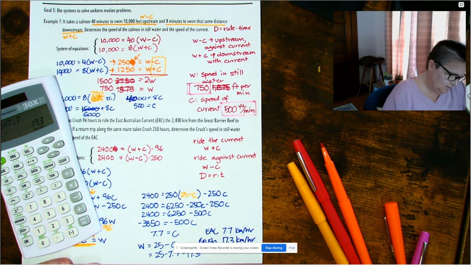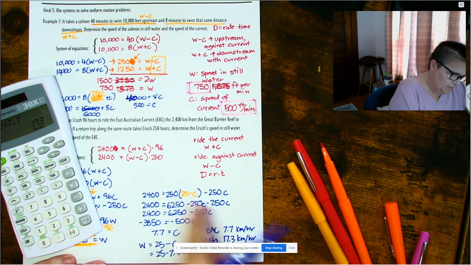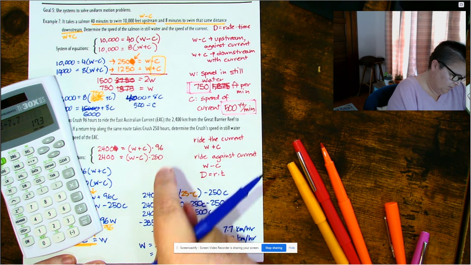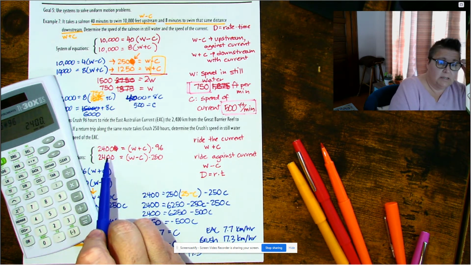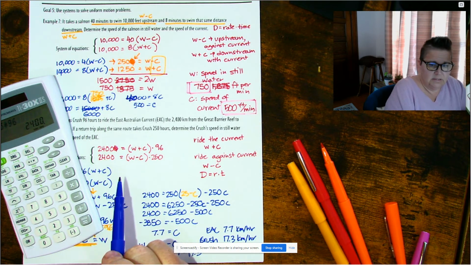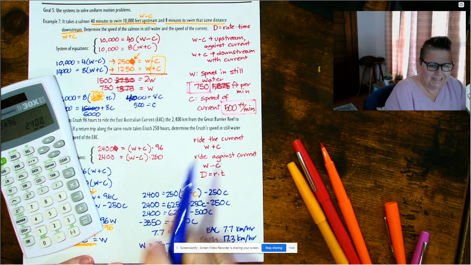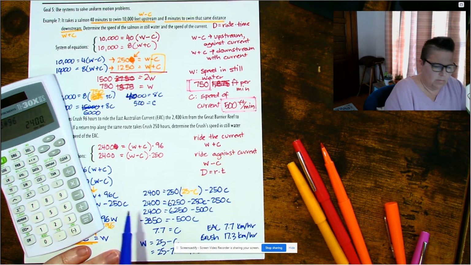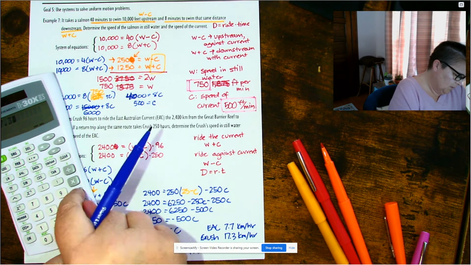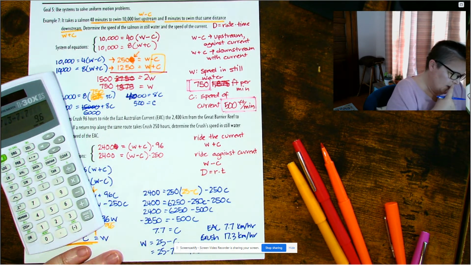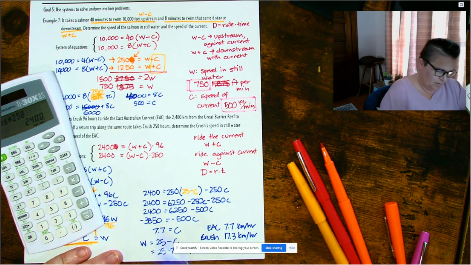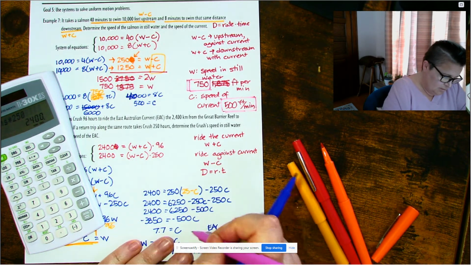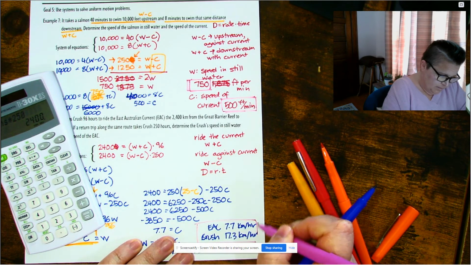All right, let's see. I know that W plus C should be 25. So if I do 25 times 96, I do indeed get the 24,000. So that's good. If I subtract them, W minus C, 17.3 minus 7.7, I get 9.6. And if I multiply that by 250, I get 24. Yes. Always so happy when it works out.